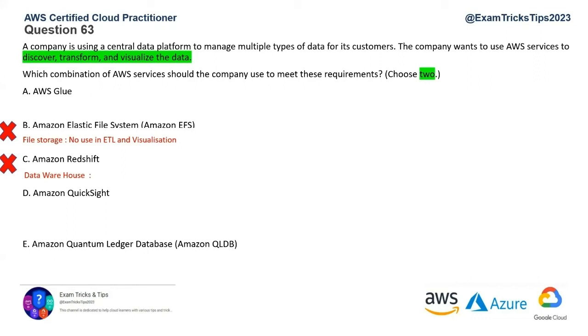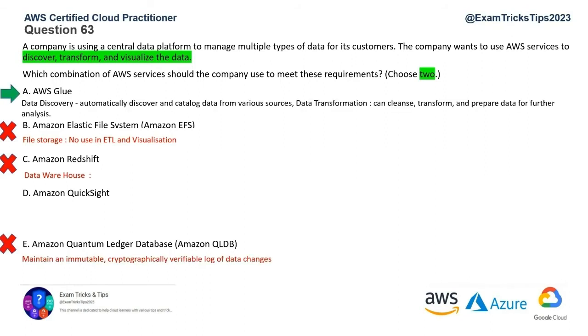Now come to the other two options. These are our two star services, and you would see this in SA quite often, along with the query solution Athena, and as well in data analytics. So a tip for you is that AWS Glue is your service of choice when it comes to data discovery, automatically discovering the data from various sources. It cleans it, transforms it, and prepares data for further analysis. So that's one answer that gives you the discovery and transform solution. So that's a correct answer for us.